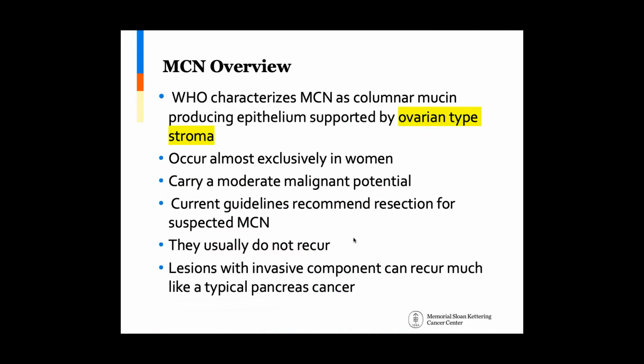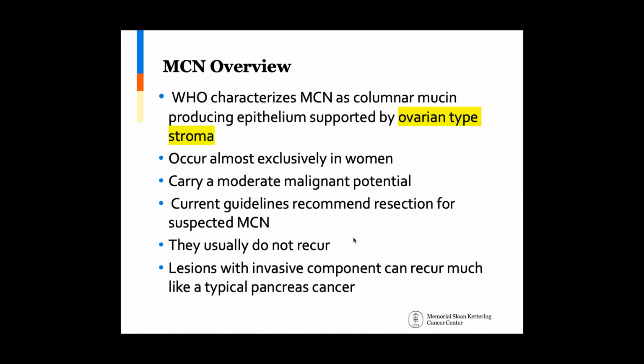So MCNs. Up until, I think it was the late 90s or early 2000s, the World Health Organization characterized MCNs as a separate entity, which are different than other pancreatic cysts, such as IPMNs. They're characterized by columnar mucin producing epithelium, which is supported by ovarian stroma. That's very important because that's the caveat, the telltale sign that something is an MCN. It's very hard to prove that on biopsy. You mostly just get that on your pathological staging. And for that reason, they almost exclusively occur in women.